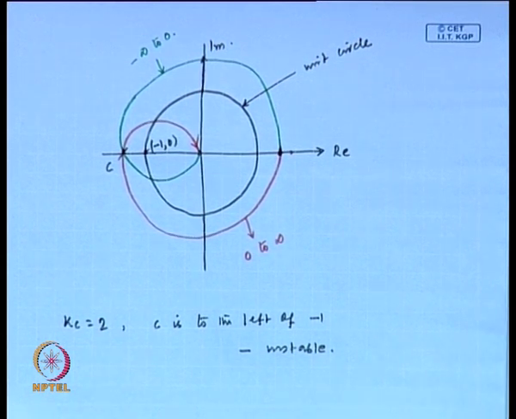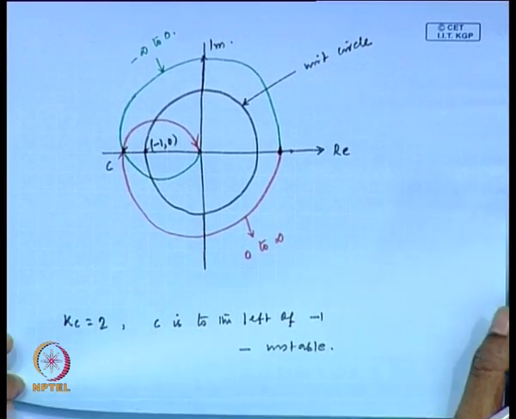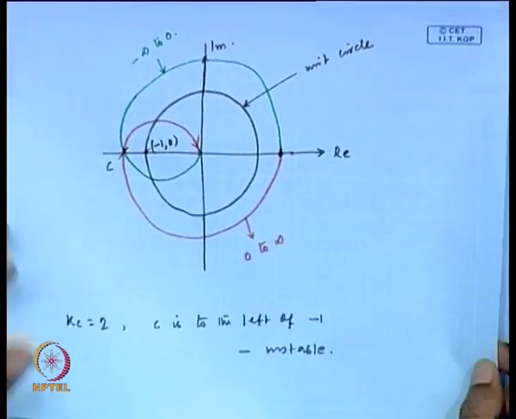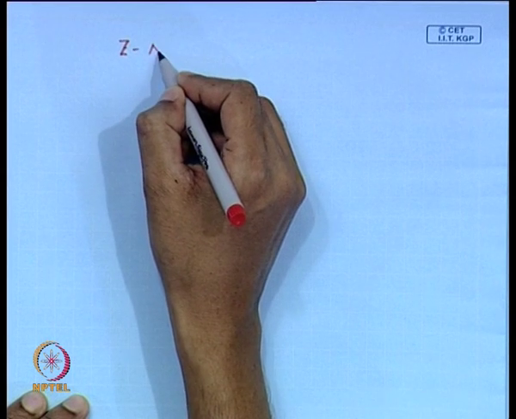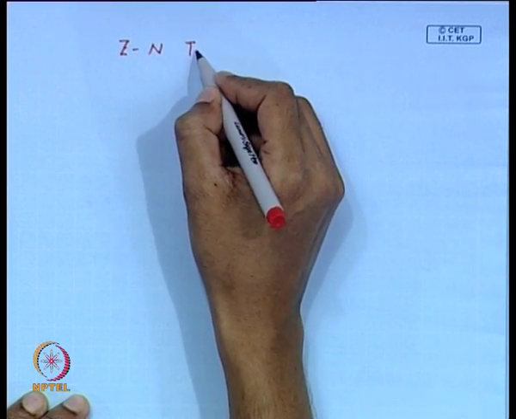Fine. So, this way we can apply the Nyquist plot for stability analysis, and this criterion can be used for tuning the controllers. So, this is all about the Nyquist plot. Next we will discuss another tuning method, that is the ZN method, the Ziegler-Nichols technique.